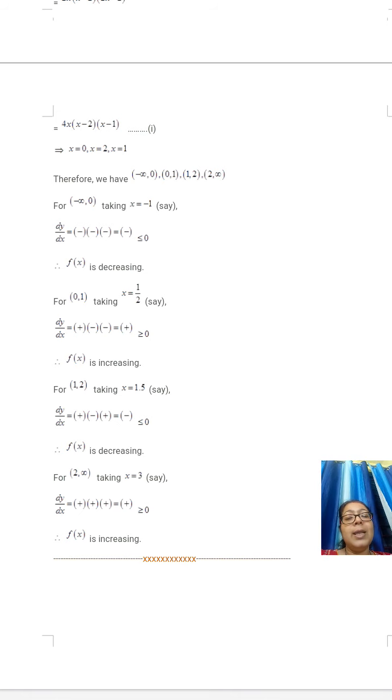Also in the last interval, 2 to infinity, taking x equal to 3, we get dy/dx greater than or equal to 0. So f(x) is increasing. So these are the sums. Just practice NCERT, all the sums, half of the sums I have given. Practice all. Thank you.